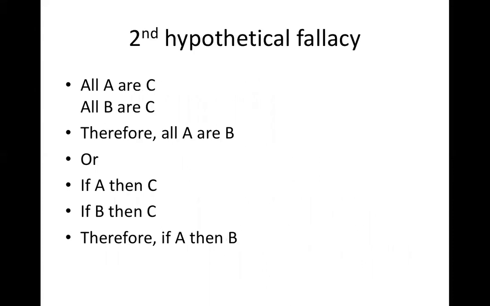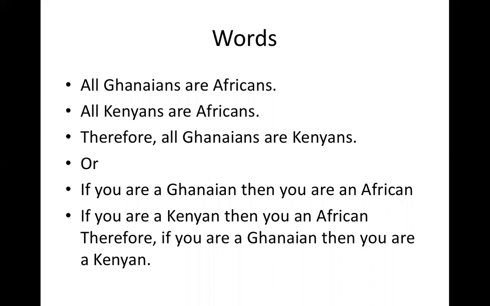Now look at the conditional version. Let's begin with the symbolic conditional version. If A, then C. If B, then C. Therefore, if A, then B. Look at it. If you're a Ghanaian, then you're an African. If you're a Kenyan, then you're an African. Therefore, if you're a Ghanaian, then you're a Kenyan. So it doesn't work. So that's the second hypothetical fallacy.